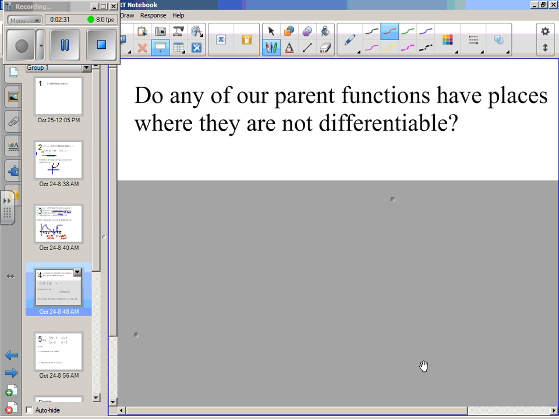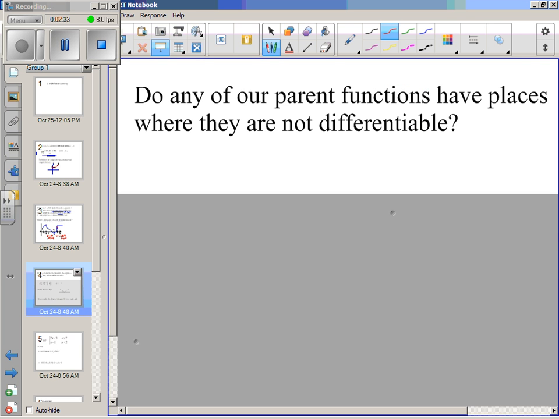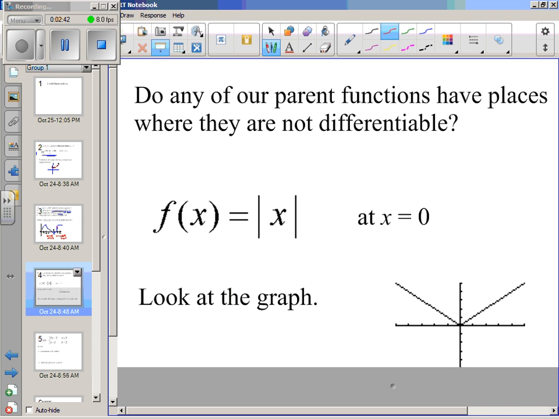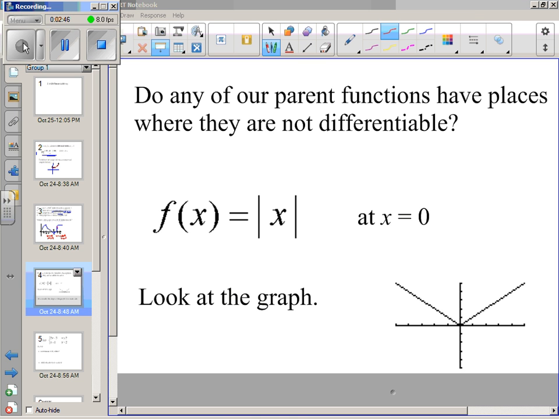We're going to look more specifically now at one of our parent functions. The parent function we're going to look at is the absolute value of x, and more specifically, the absolute value of x when x equals 0. Looking at the graph of this function, we see that specifically at x equals 0, we have this sharp corner, or a cusp, again.